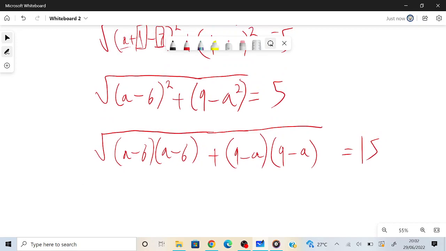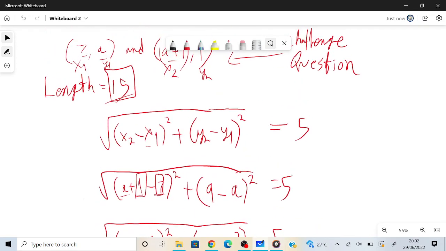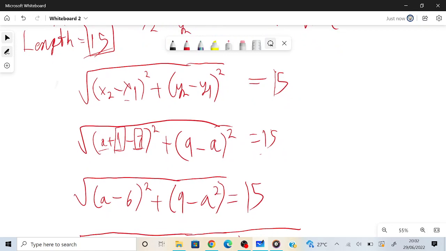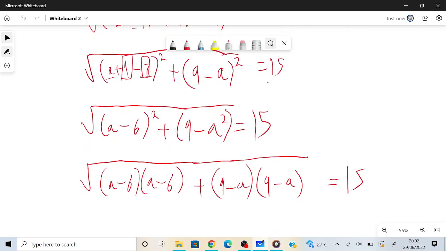Alright, is it 15 or 5? It's 15. I'm not sure why I have 5 here, but sorry guys, it's 15, not 5. And this is not 9 minus a squared, this is 9 minus a and all of that squared.